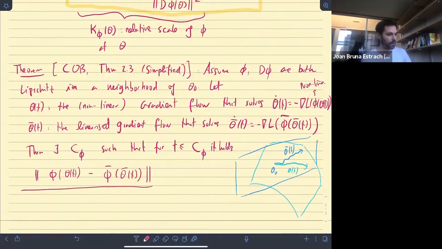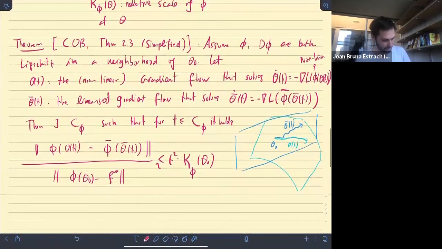their relative error, relative to the target, right? So relative to the error I had at time zero, this quantity is controlled up to a constant of the problem, like the Lipschitz constants, etc. This is controlled by t squared times the relative scale of the model at initialization. Okay, so this relative scale is the thing that we just introduced just before, right? This is the relative scale.